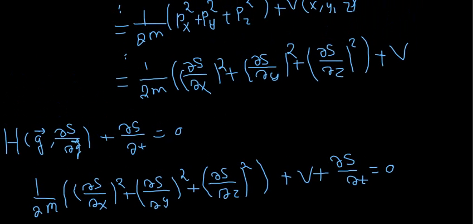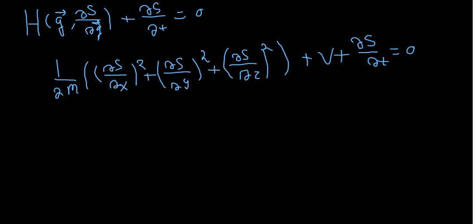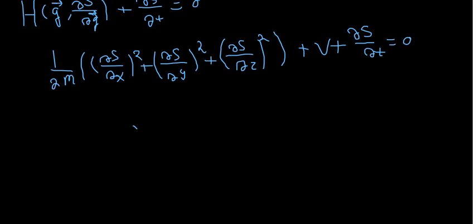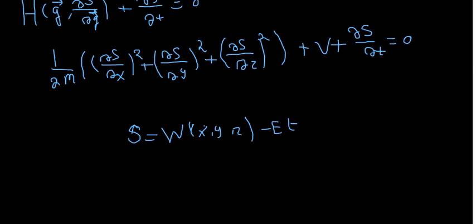So that means we can write S in the following form: W, which is a function of the coordinates, and the coordinates here are x, y, and z, minus E, the total energy of the system, times t. So that's the form of the generating function S. What we're going to do now is plug in this S into the above Hamilton-Jacobi equation and see what we get. Okay, let's plug in this S here in the above Hamilton-Jacobi equation.